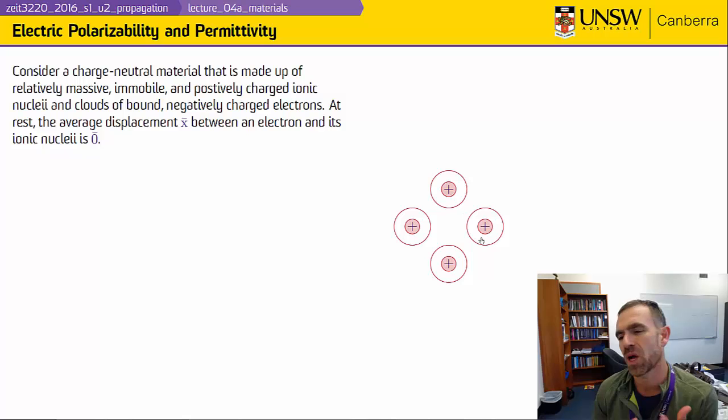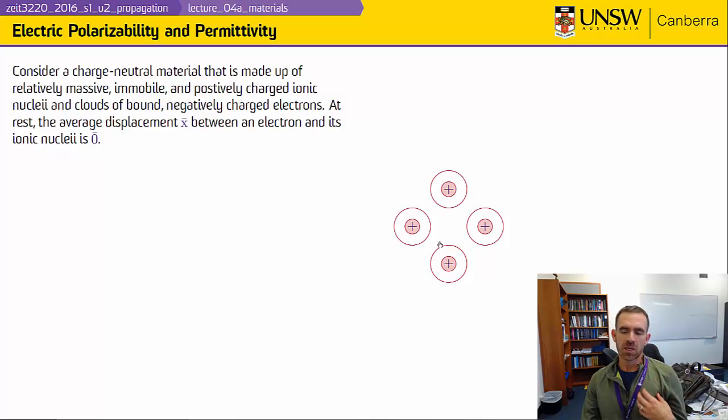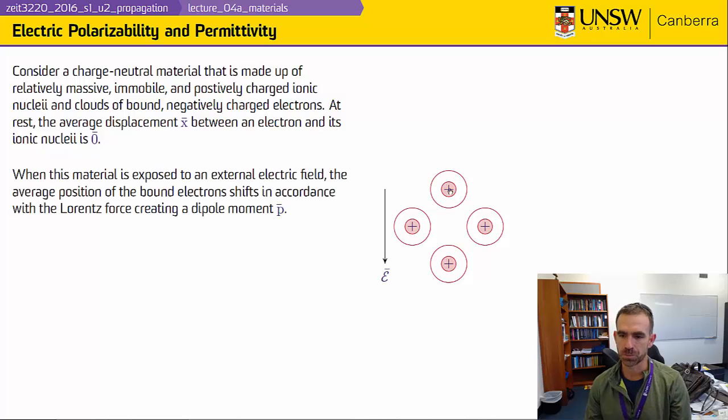What we have are a bunch of positively charged ionic centers that make up the lattice of the material, and then there are electrons which are distributed around those centers, and the distribution of those electrons is dictated by the chemistry of the material. But the total negative charge in these electronic shells is equal to the total positive charge in these ionic centers. And on average, the displacement between those negatively charged electrons and the positively charged centers is 0.